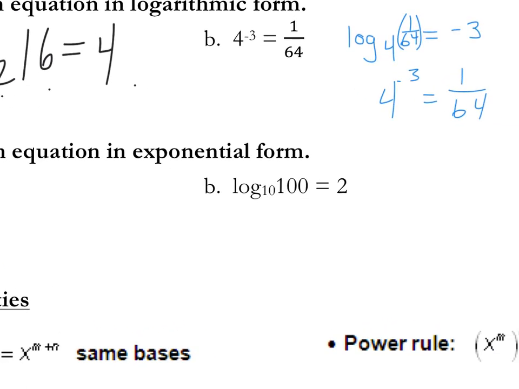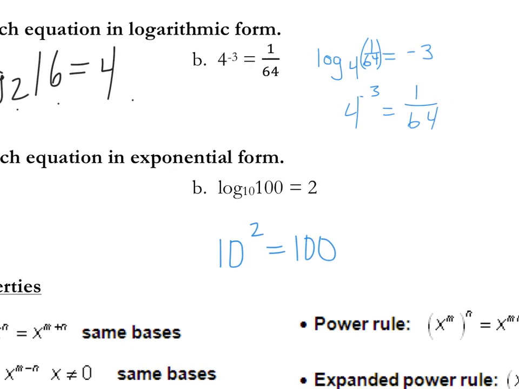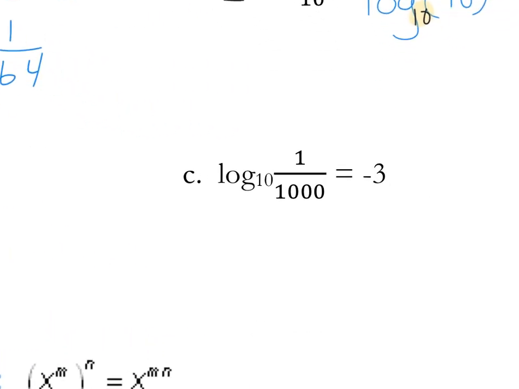Over here in example B, I write the base first. The base here is 10, and 10 to the second power is 100. And I know that 10 squared is 100, so that works. And finally here on example C, I'm going to write this as 10 to the negative third power equals 1 over 1,000.